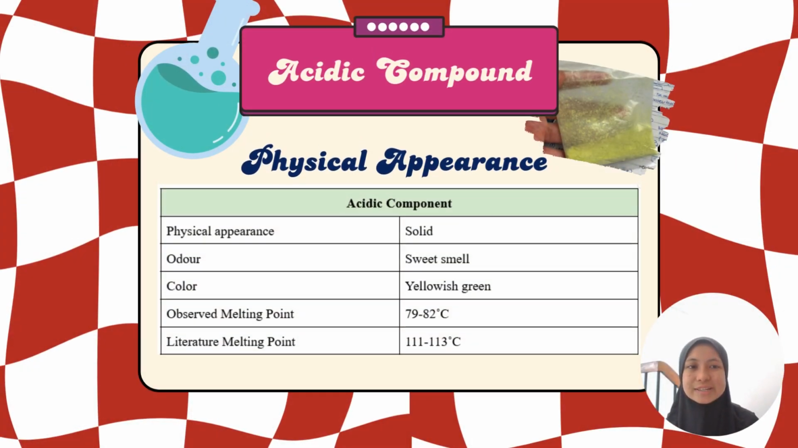Next, we analyze the physical appearance of the acidic compound. What we can observe here is that the color of the acidic compound is yellowish green, and it was a crystalline solid, reflecting the stability and aromaticity in its molecular structure. It has a sweet smell, showing that maybe there is a carboxylic acid functional group. The melting point is very different from the literature value, so we deduce that maybe there are impurities in this acidic compound because of the extraction or other steps.